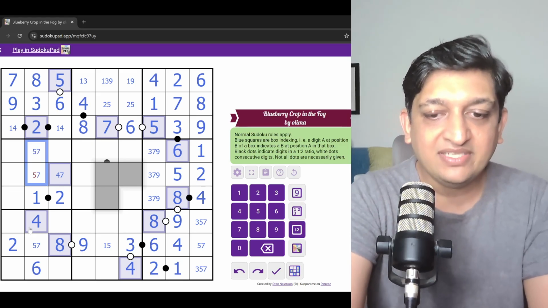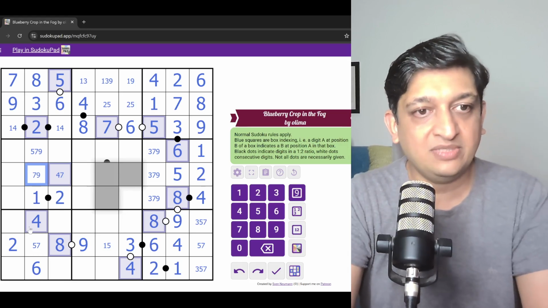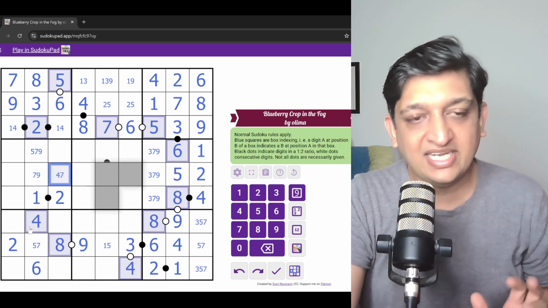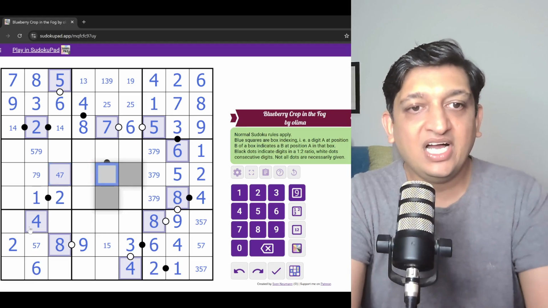So let's write 5, 7, 9 and remove the ones that are not possible. So 5 is not possible here. So we can have a 7 or a 9 present in this box. This box can have either a 4 or a 7. That's what we have. What about this one?